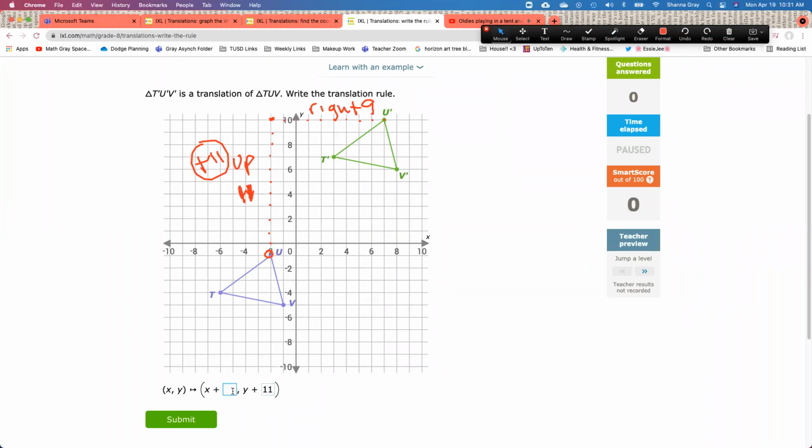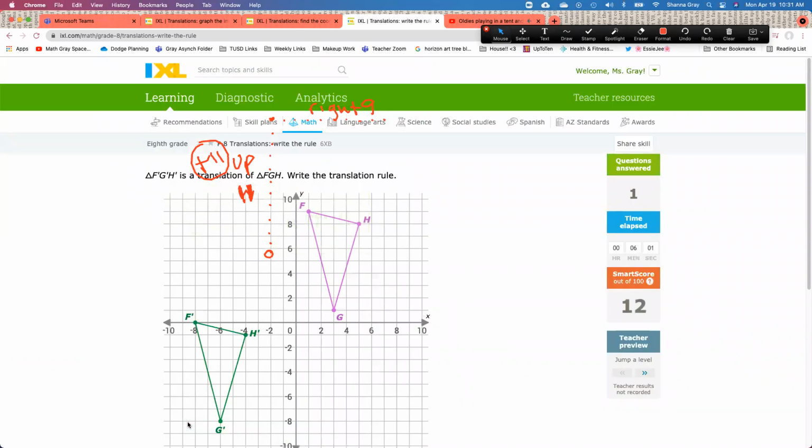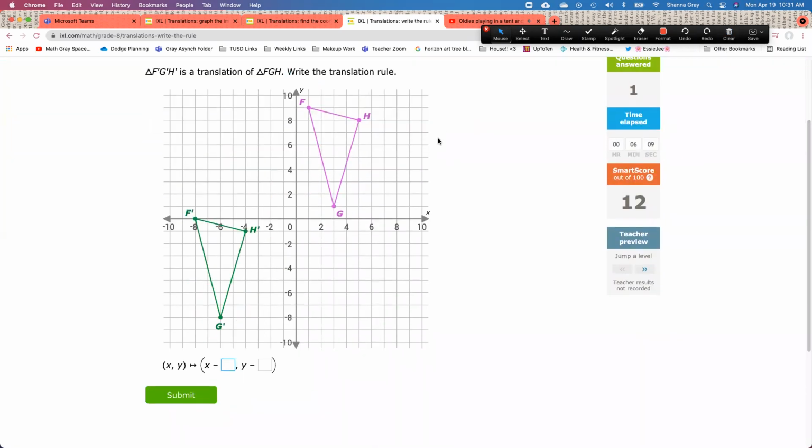And then for the X part, since I went to the right 9, that's also like the positive. So I'm going to put a 9 in there. And that's how far I moved it. So you're just having to count how much you move from one to the next. So let's see if I do this one also.